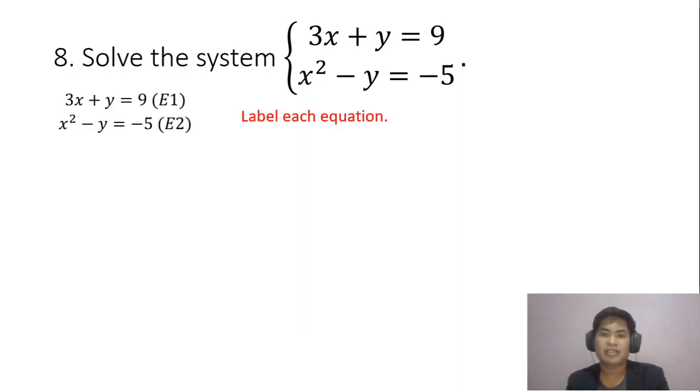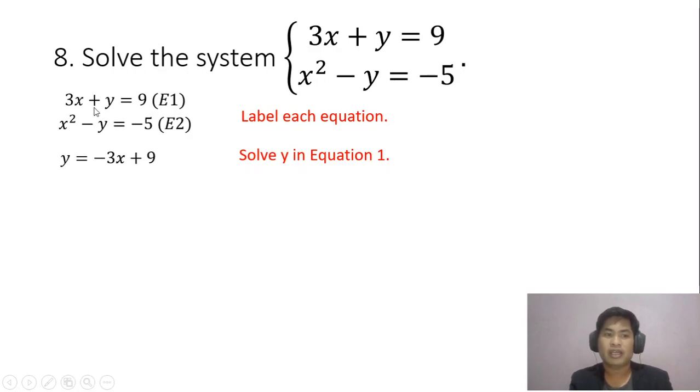So first, label the equations. We have equation 1 and equation 2. Then, we solve for y in equation 1. So, we will isolate y in the linear equation, because it is linear and easier to isolate. For non-linear systems, the substitution method is better. You can also use elimination and eliminate y, but in this case, I used substitution. So, solve for y in equation 1.